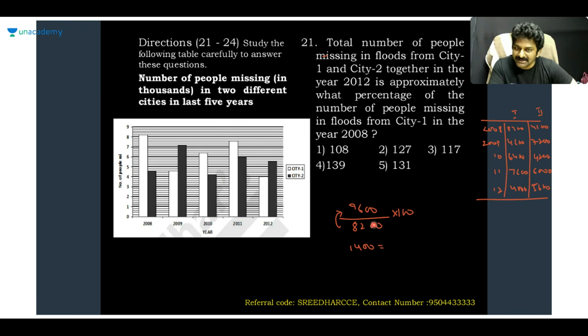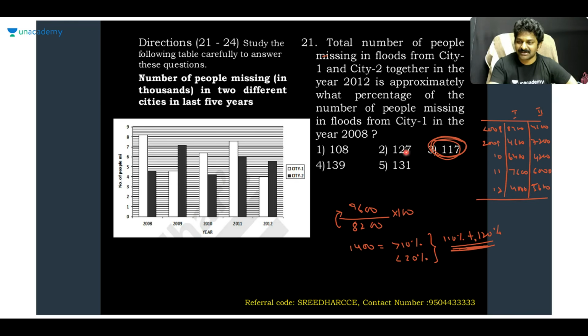What is 10% of denominator? 820. This is more than 10%. And what is 20% of denominator? 1,640. This is less than 1,640. So this is more than 10% but less than 20%. So your answer will be more than 110% and less than 120%. There is only one option, 117, final answer. Done.